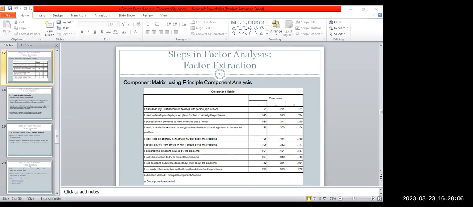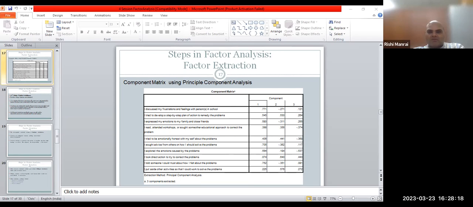Sir, what about communality? I understand that it should be above 0.5 for all indicators. Yes, correct.